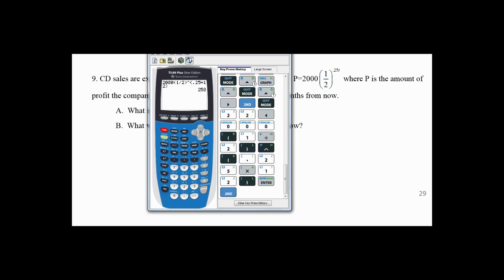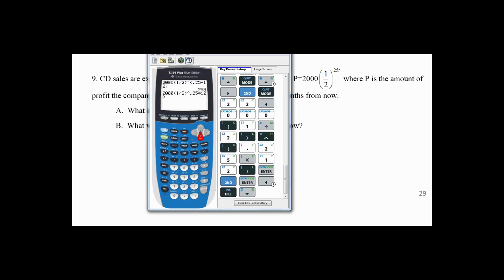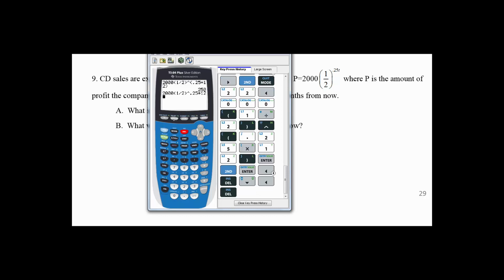What a lot of people tend to do is forget to put the parentheses on here, and they do 0.25 times 12 with no parentheses whatsoever. Then you're telling the calculator you're taking 1/2 raised to 0.25, and then that times 12 is just completely separate. And you end up with more profit instead of less profit.